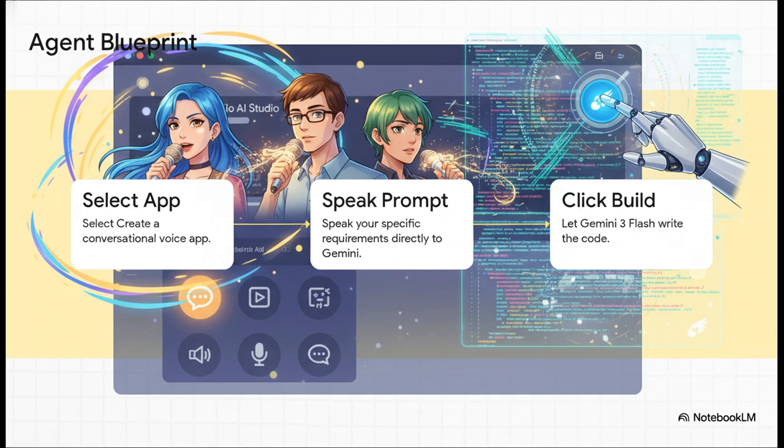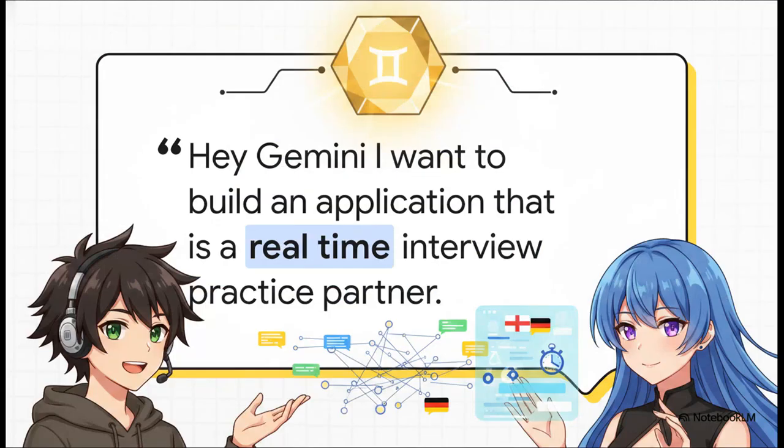And here's where it gets fun. While you absolutely could type out your instructions, the platform lets you just use your microphone. You simply speak your requirements directly to Gemini. You're literally just telling it what you want to build. Once you finish talking, you hit build, and bam. The coding agent running on Gemini 3 Flash goes off and actually writes the entire first iteration of the application code for you.